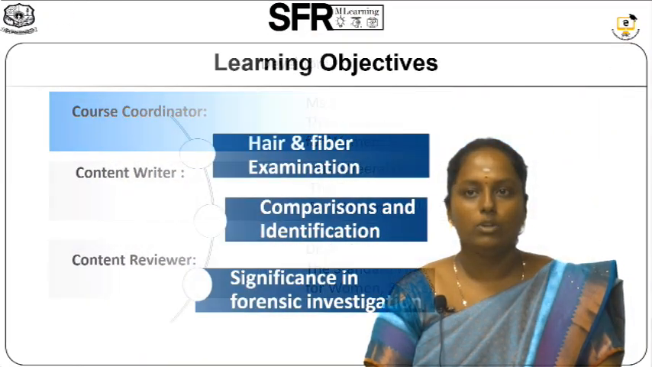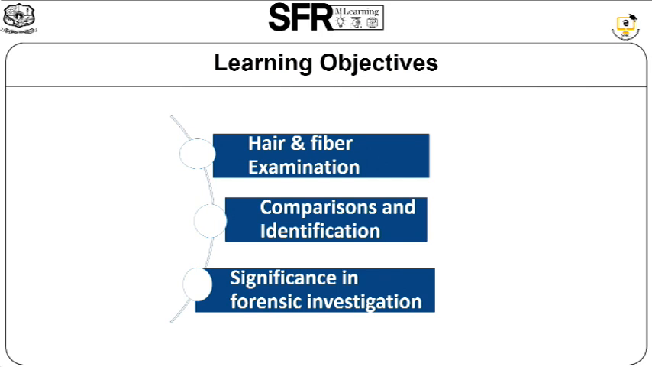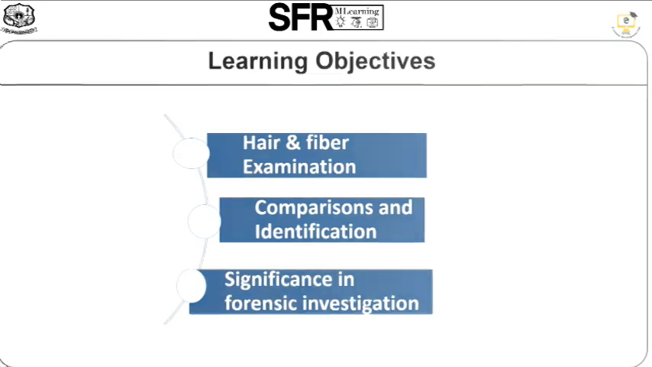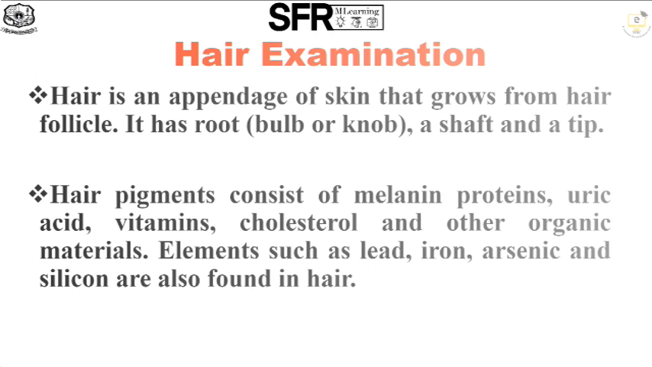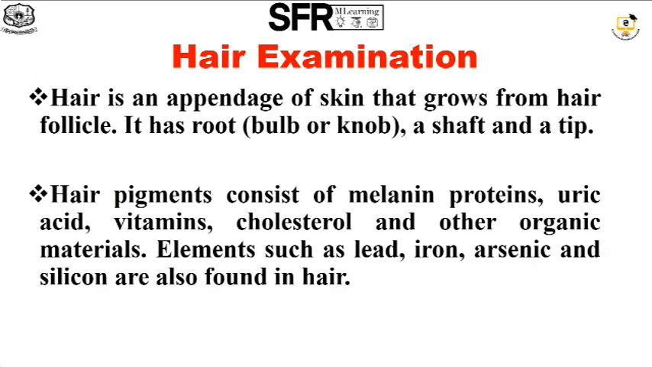Let's see about the topics. Hair and fiber examination, comparison and identification in forensic serology, and significance in forensic investigations. Hair examination: hair is an appendage of skin that grows from the hair follicle. It has a root, a shaft and a tip.